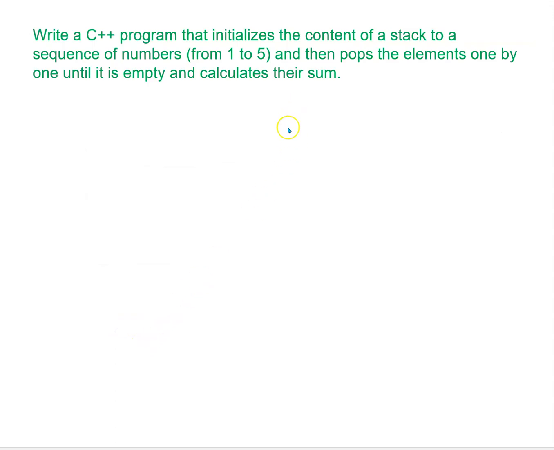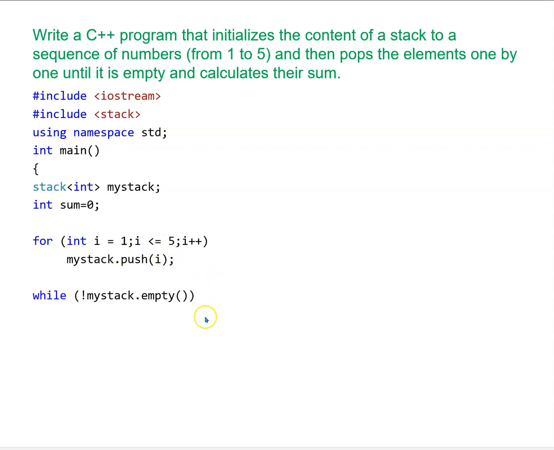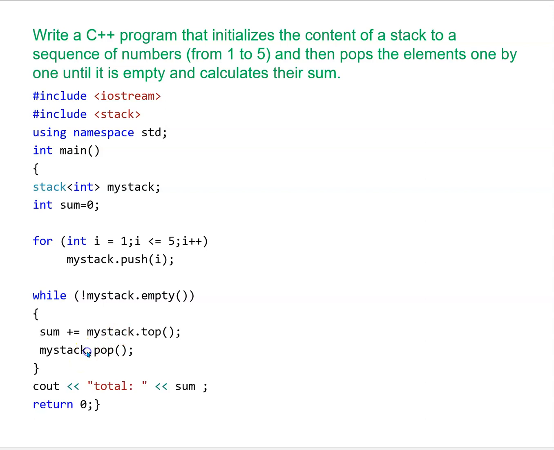So we want to write a C++ program that initializes the content of a stack to a sequence of numbers and then pops the elements one by one until it is empty and calculates the sum. So we're going to include our normal includes, including stack. Start our algorithm. Declare a stack of integers. Our sum is 0. Now go from 1 to 5 and push the values on the stack. So what the stack will look like after is 5, 4, 3, 2, 1. While the stack isn't empty, we're going to grab the top value, add it, and pop it, and then output our sum.